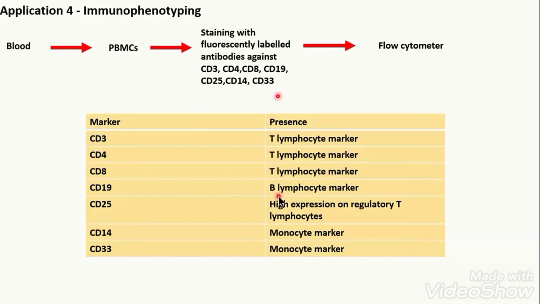If somebody asks me, can you define the regulatory T cell or suppressor T cell? I will give the answer, yes, I can do that. Regulatory T cells are CD3 positive, CD4 positive, CD25 high, CD19 negative, FOXP3 positive. Positive means presence of protein and negative means absence of protein. So that is the phenotype, or that is the definition of a cell for me.